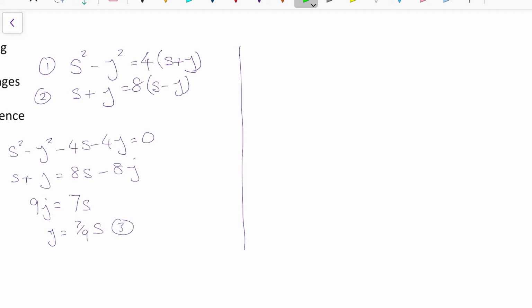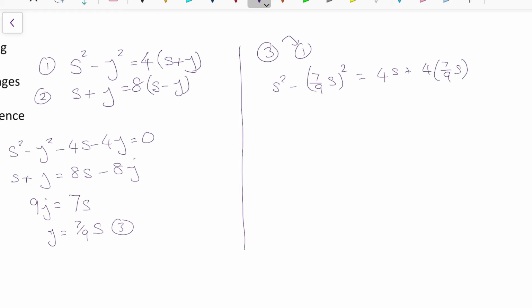Again, if this is an exam, make it clear what you're doing. This wouldn't be an exam in the typical sense. So I'm going to take equation 3 and put it into equation 1. That means S squared minus 7/9 of S, all squared, equals 4S plus 4J, which is going to be 7/9 of S.